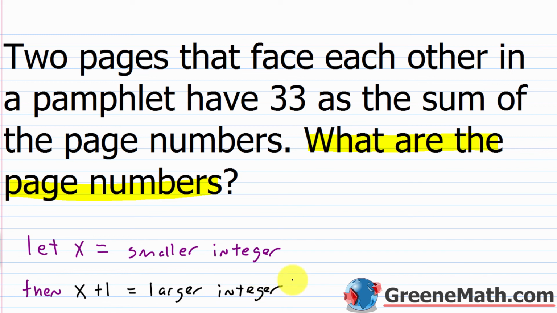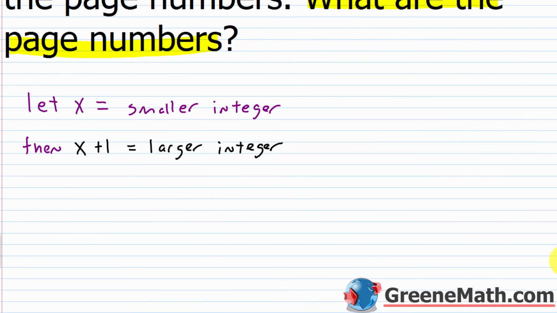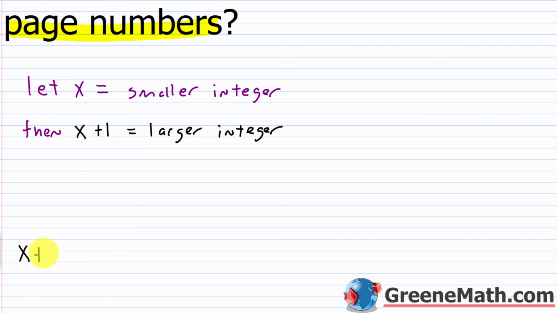So now it's easy to set up the equation because we know that the smaller page number plus the larger page number, and I put smaller integer, larger integer. You could have put smaller page number, larger page number. It really doesn't matter as long as you understand what's going on. Really, we're thinking that x, which is the smaller page number or the smaller integer, plus x plus 1, which is the larger page number or the larger integer, should sum to 33. So let's set up that equation. We would have x plus x plus 1 is equal to 33. Again, this plus this gives me this. Okay, so that's my equation.